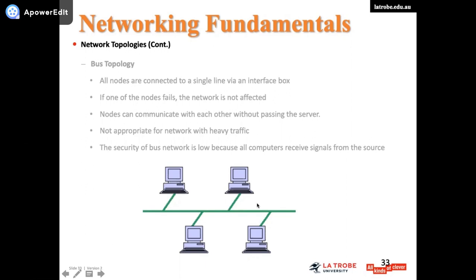And the second big problem is security. The security of the bus network is very low because all computers will receive the signals from the source. For example, in this network, if we call this computer A and this one B, if A wants to send something to B, computers C and D will also receive the information from A, not only B. So that's another major problem.